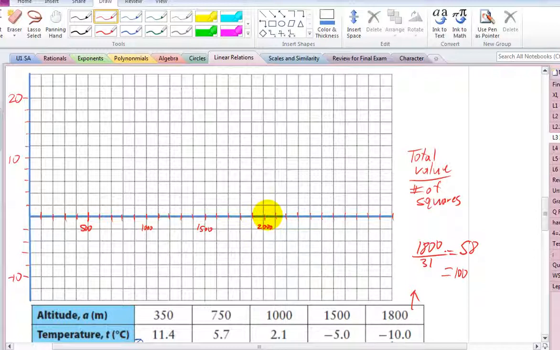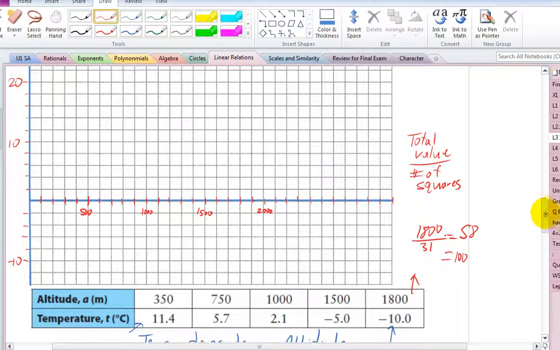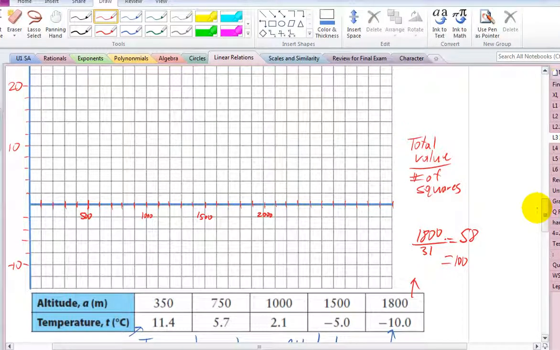So the altitude's 350. So I'll be between 300 and 400. The temperature is 11.4 degrees. So my first point, I'm looking to be right here. Now don't put that big circle around it, I just want to show you where it was. It's not on a grid corner. I have to estimate my x's in between 300 and 400, and then estimate my y values, 11.4. Getting close to 12. Okay, plot the next ones, go.